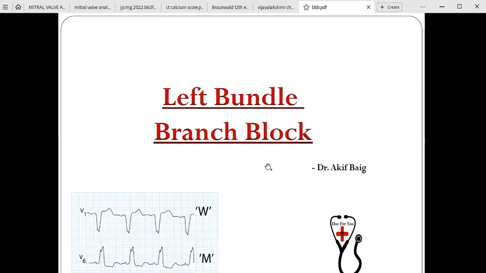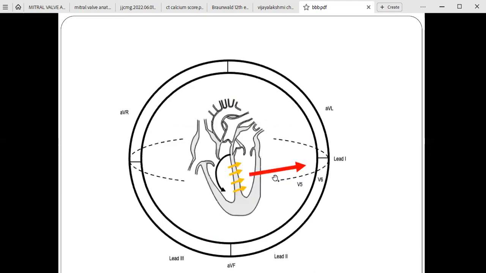Coming to left bundle branch block. In left bundle branch block, the action potential goes from the SA node in the right atrium to the AV node, and from the AV node into the His bundle, and then the septum normally gets depolarized from left to right.